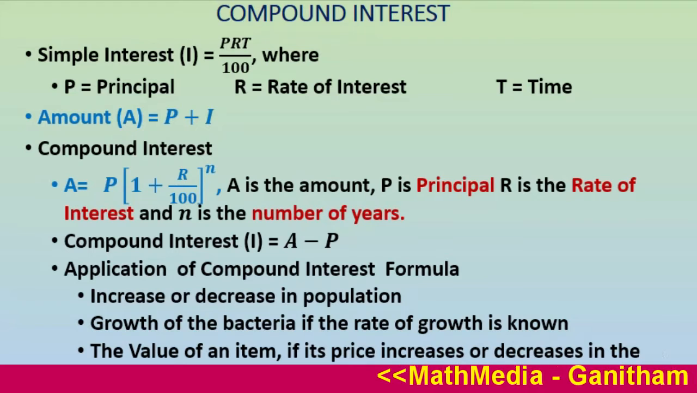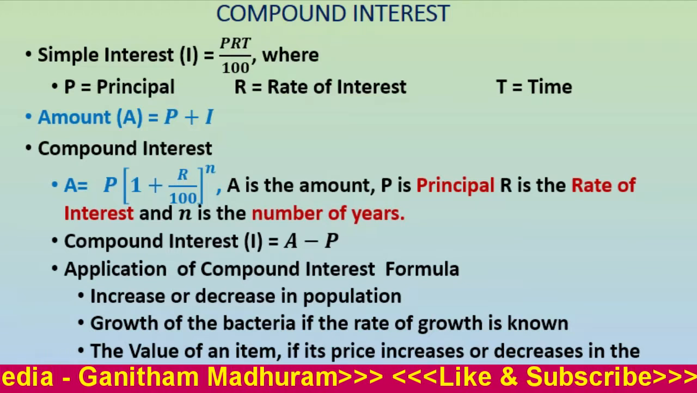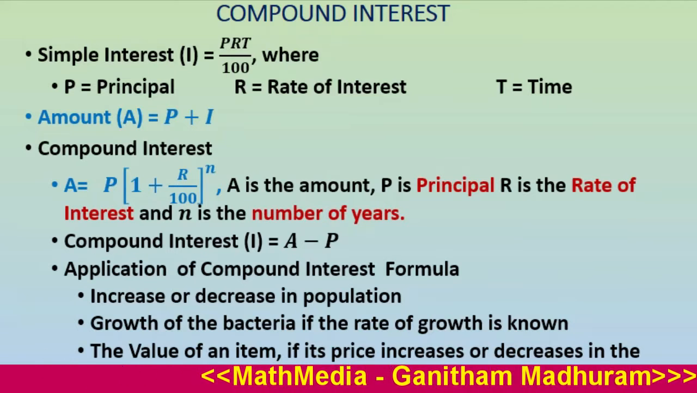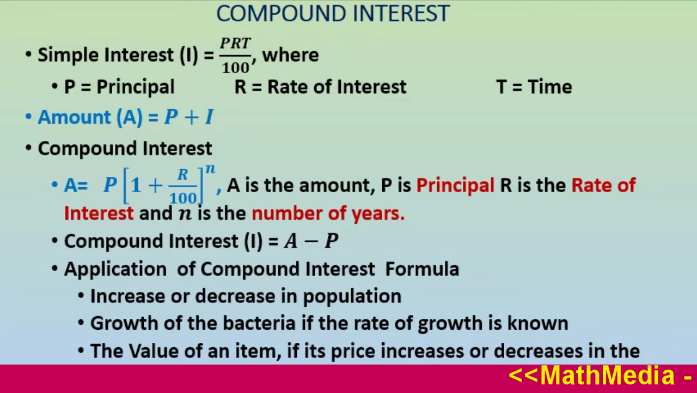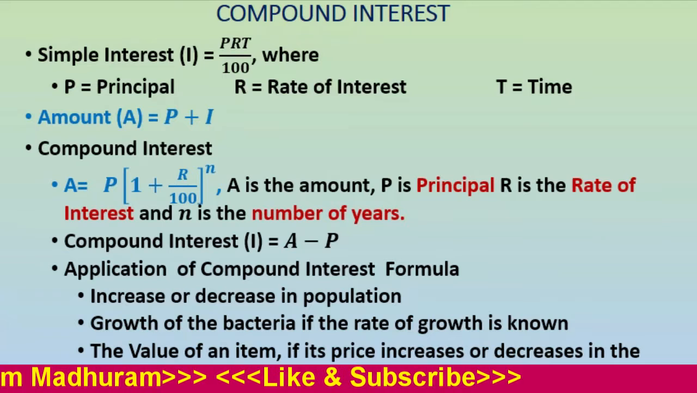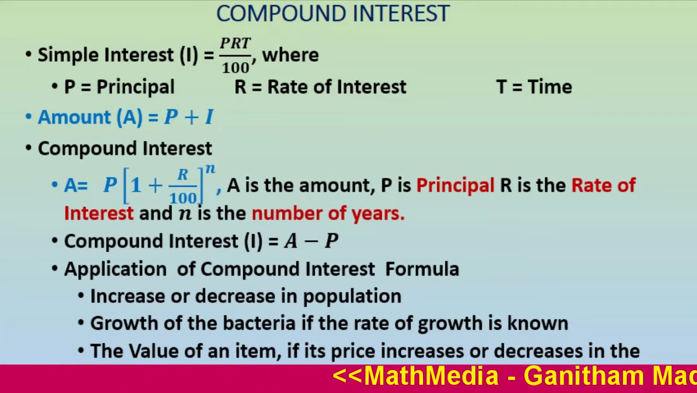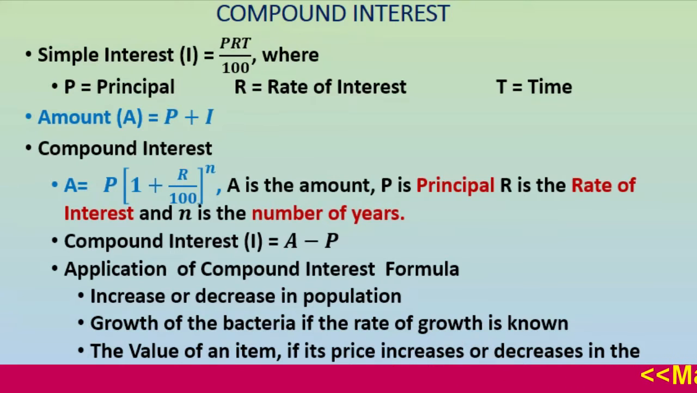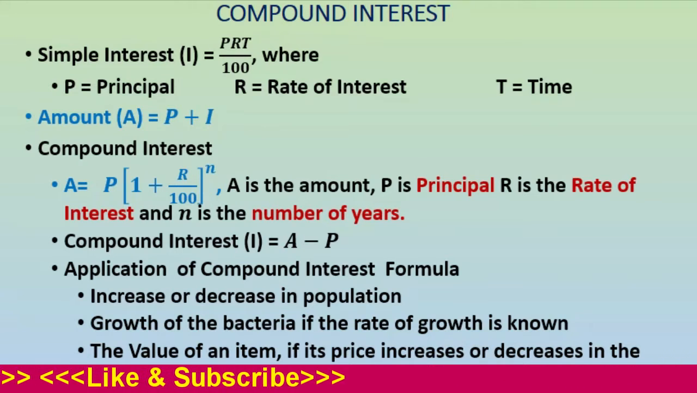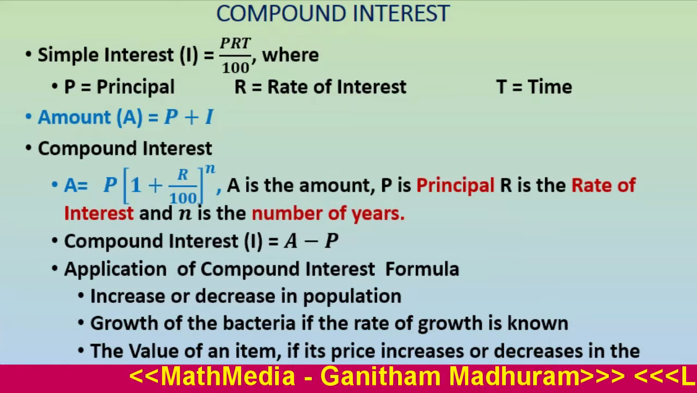For that, amount equal to P into 1 plus R upon 100 whole raised to N, where A is the amount, P is principal, R is the rate of interest, and N is the number of years. So we got compound amount. To get compound interest, I equal to A minus P.